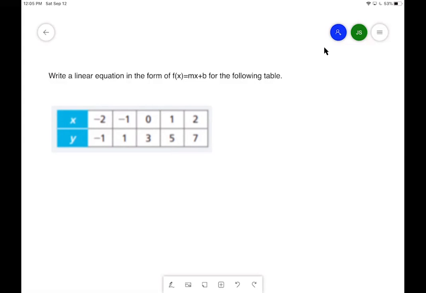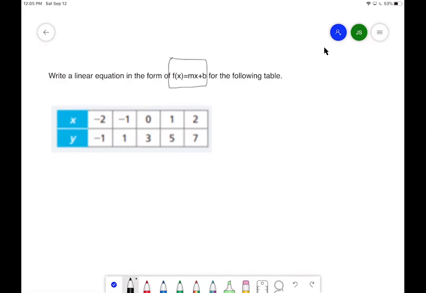Hi everyone, today I'm going to be showing you how to write a linear equation using a table. So the first thing that we need to know is that in this case we are being asked to write a linear equation in the form of f of x equals mx plus b, where m represents your slope and b represents your y-intercept. So what this means is that we're going to need to find what m is and what b is, so we can write this equation.